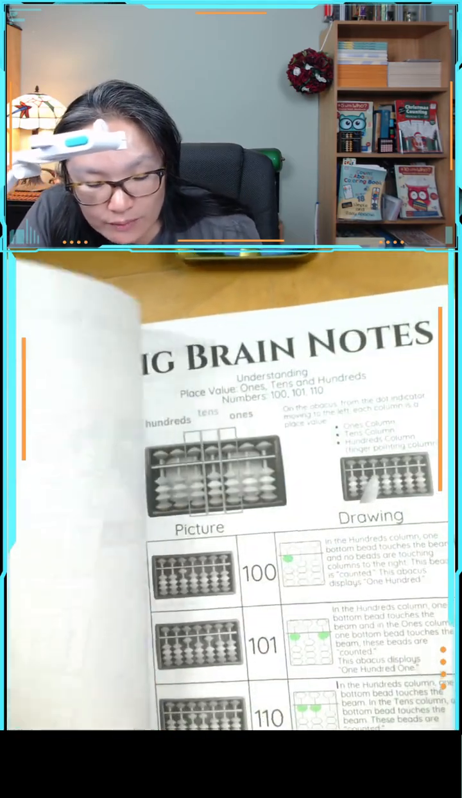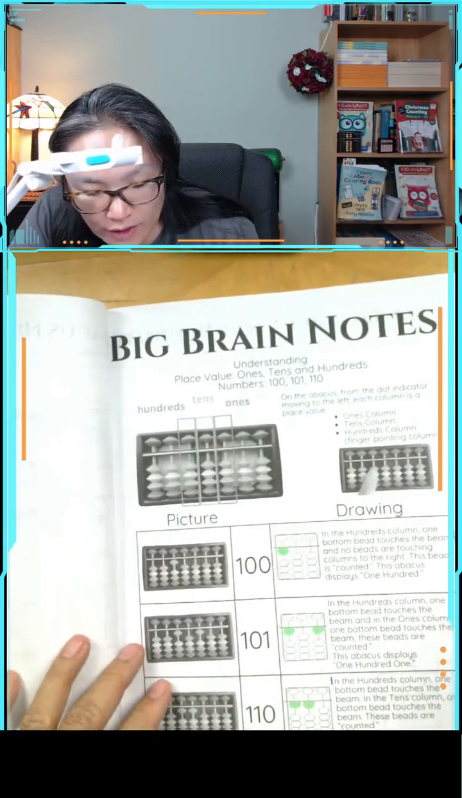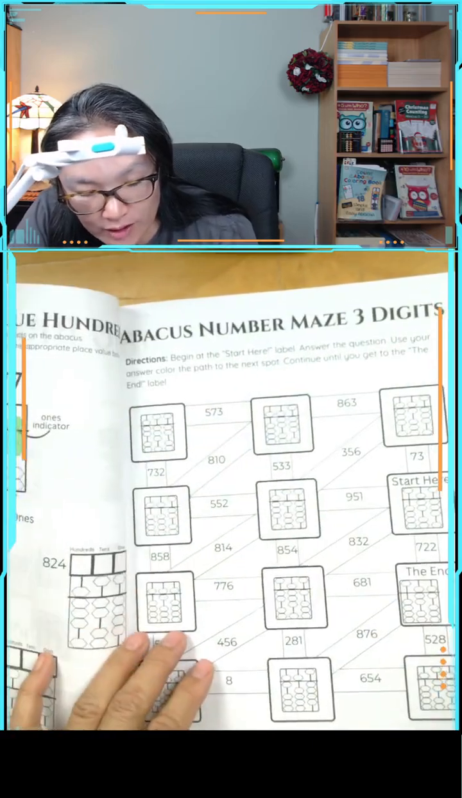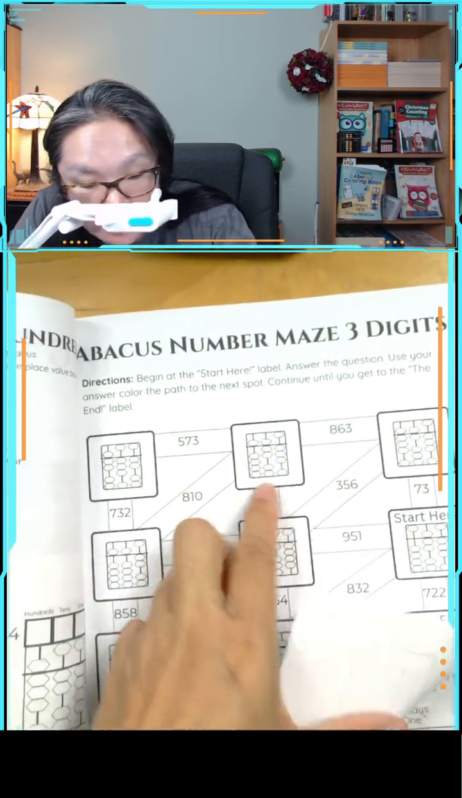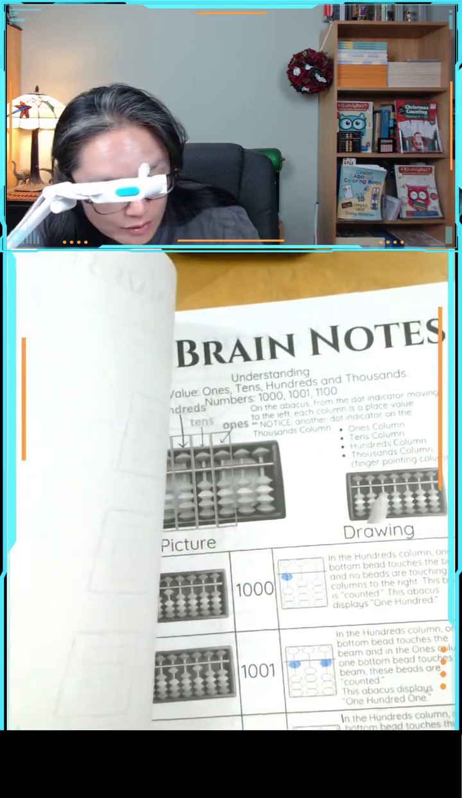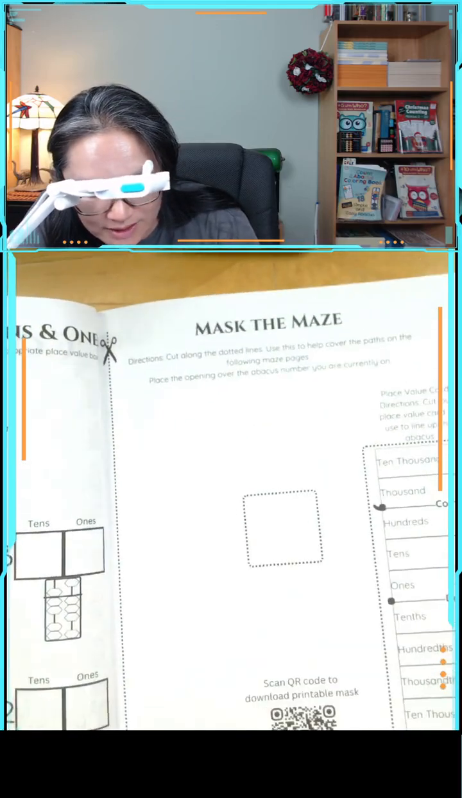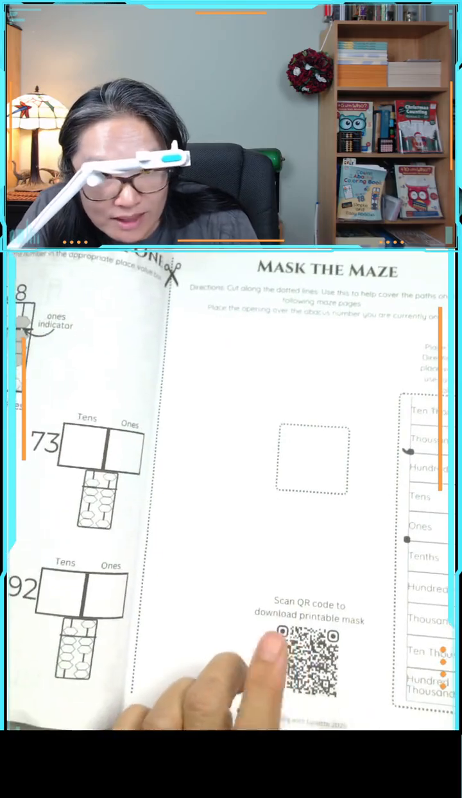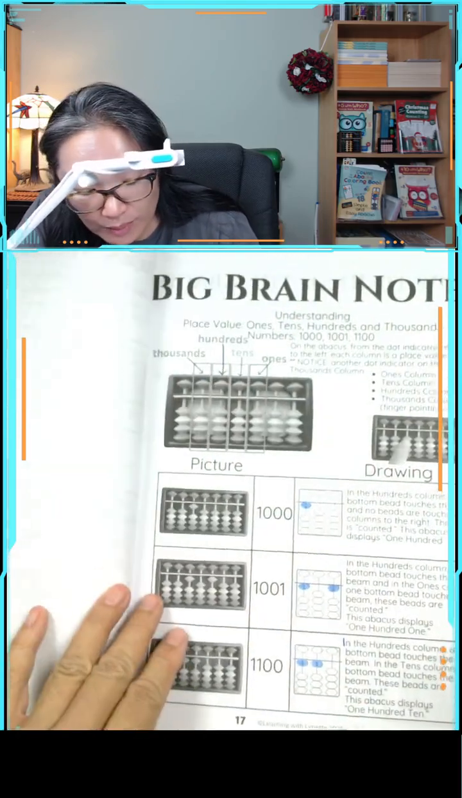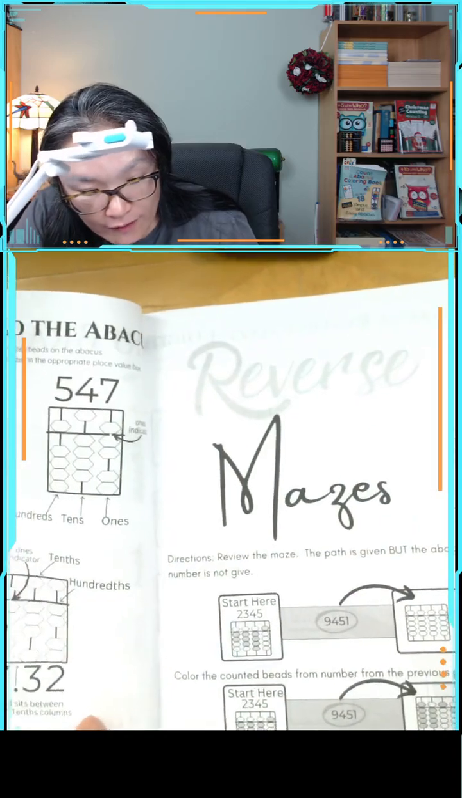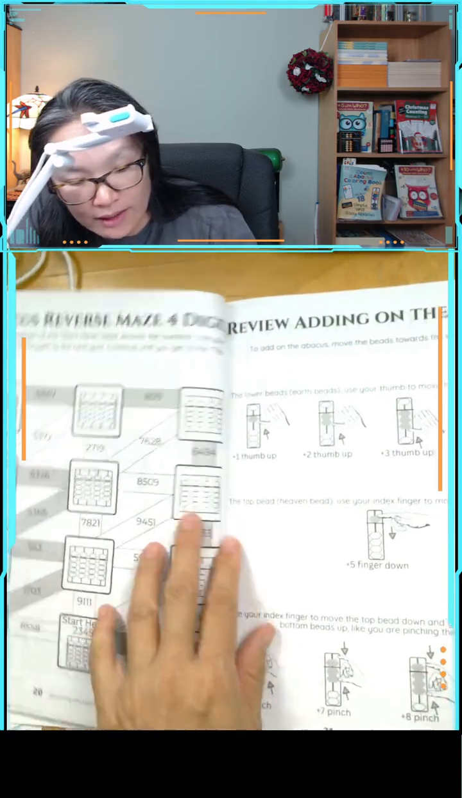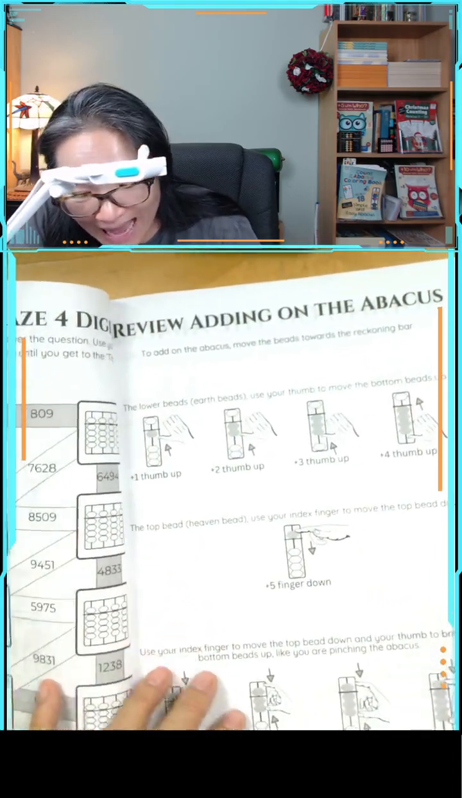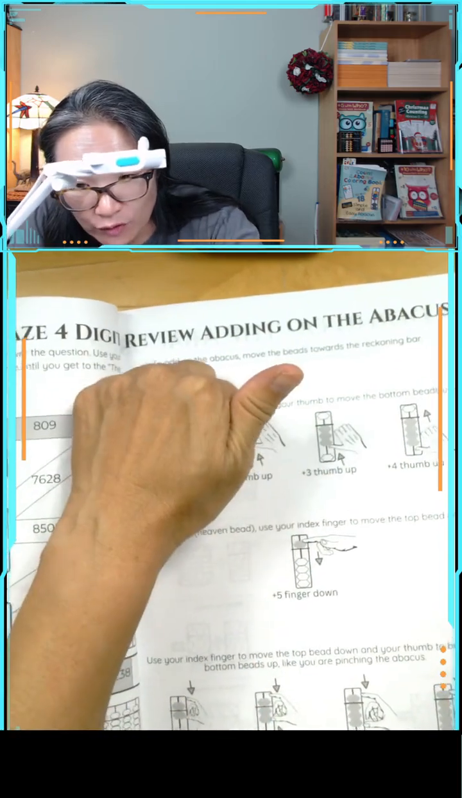So we have this 2-digit maze, and then I explain to you what a 3-digit is, and I give you a 3-digit maze. Again, you look at the number and then you try to find the path. You have the option to download the mask maze. That's what this is right here. You could download the mask maze onto a thicker piece of paper, and then we have the reverse maze. The reverse maze is a 4-digit number, and then we start talking about simply adding and subtracting. That's when we have to move the beads.